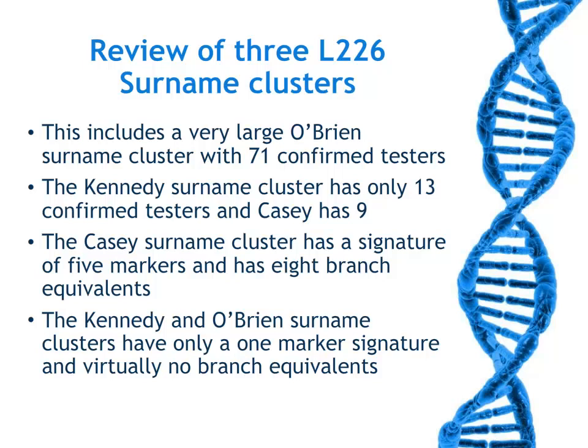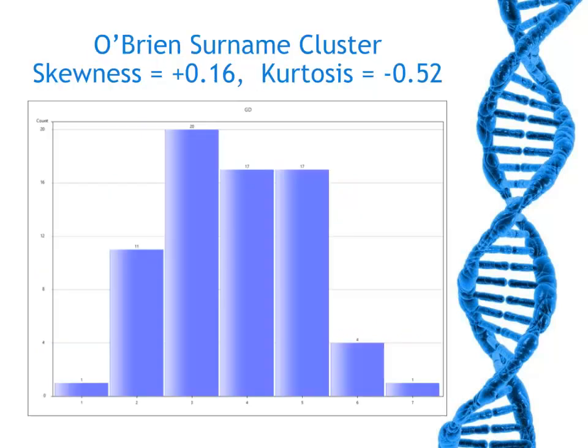But the Casey surname is unique. It has a 5-marker signature associated with its highest YSNP branch. And it also has 8 branch equivalents, so that's very good genetic isolation. However, the Kennedy and O'Brien surnames only have 1 marker and virtually no branch equivalents in the branch that starts the surname cluster. Here's a chart of the O'Brien surname cluster, and this looks more like a fairly normal curve.